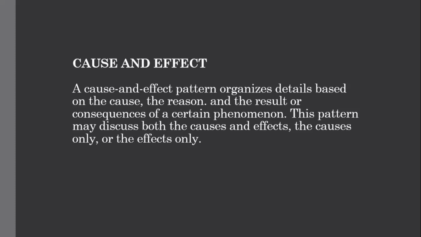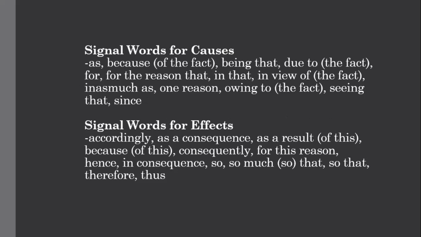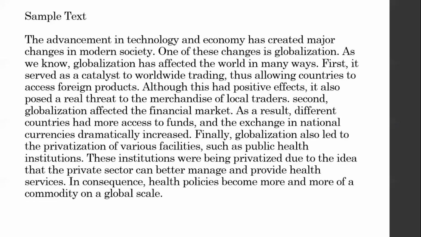So this kind of pattern explains how things happened, how events resulted in other events or escalated to complex events. So the ramification of an action or decision is being expressed in this type of pattern, as well as the reason for the existence of an object or event. And these are the signal words for causes and effects. And this is a sample text.